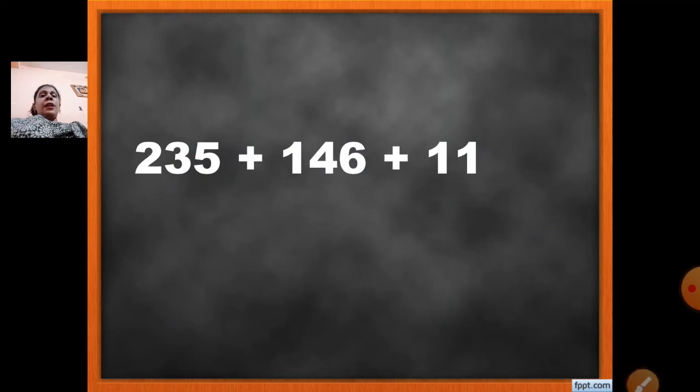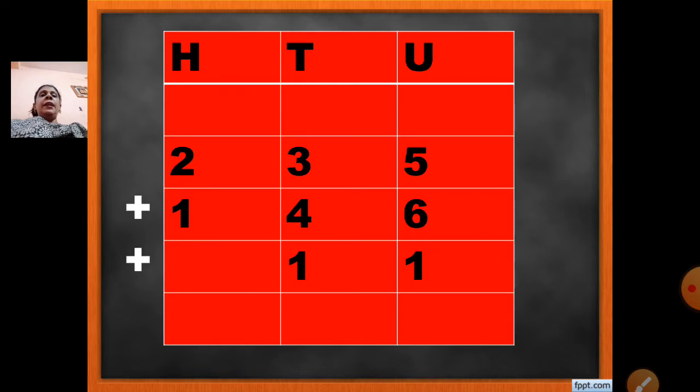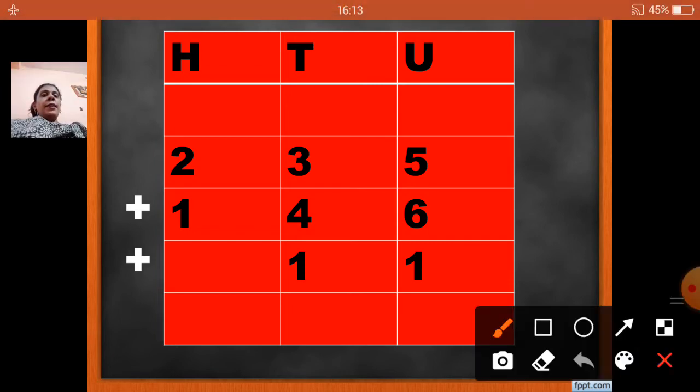Now next question is 235 plus 146 plus 11. Okay, now what we are going to do, we have to arrange them vertically and then we have to add. So we will arrange them vertically. Here it is, we have arranged them vertically according to their place value: hundreds, tens and units. We are going to add units with units, tens with tens and hundreds with hundreds. Okay, this sum is of 3 numbers which I have taught you in my previous session. So let us do.